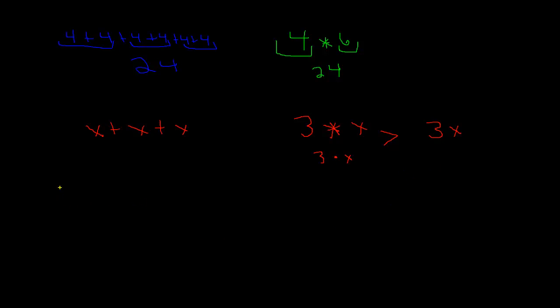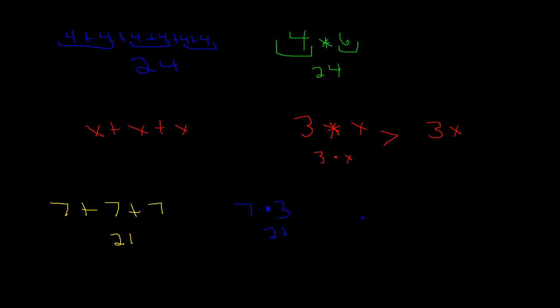Let's say I have 7 plus 7 plus 7. This is going to be equal to 21. Now, another way of simplifying it is just by writing 7 times 3, which would also be equal to 21.